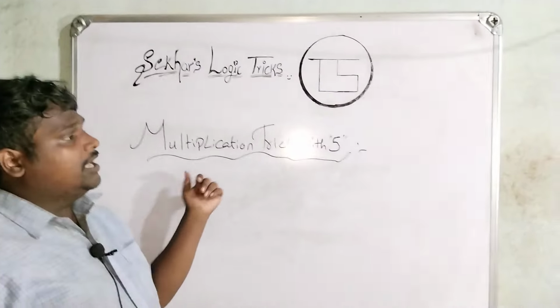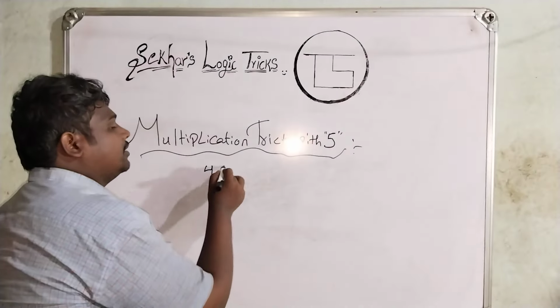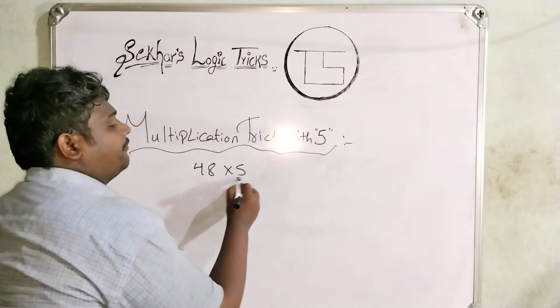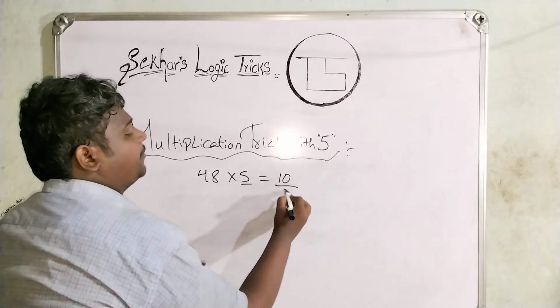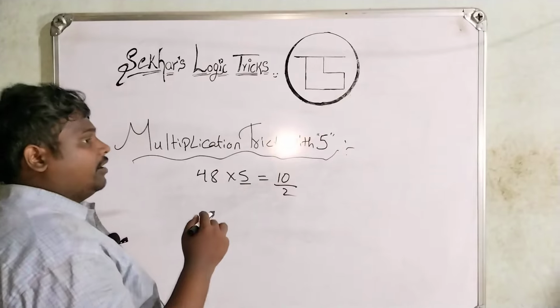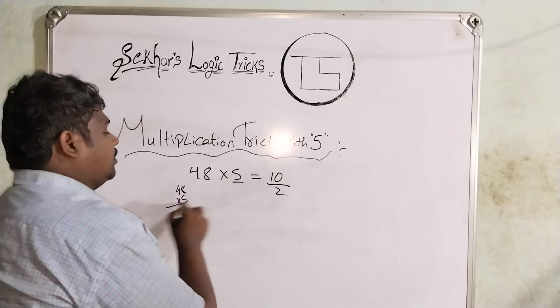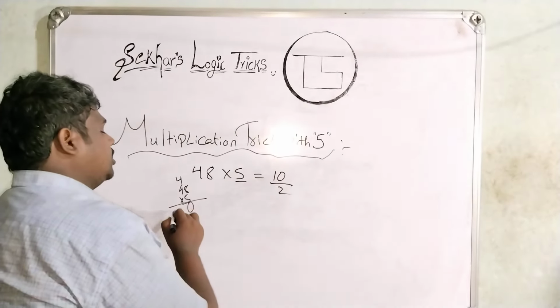Today we are discussing a multiplication trick with 5. 48 into 5: 5 is nothing but 10 by 2. In this we have two steps. While finding 48 into 5 the usual way, 5 8s are 40, 5 4s are 20 plus 4 is 24.